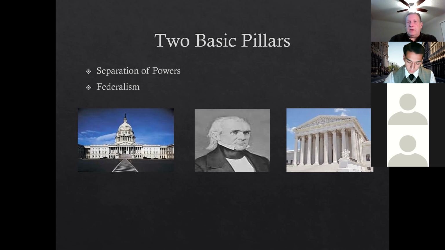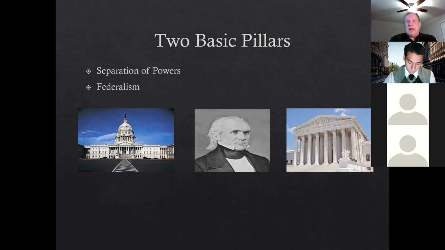Separation of powers is the horizontal limitation of power by dividing power up among, as we know, our three branches of government: legislative, executive, and judicial. So it's a horizontal separation of power. But we also have a vertical separation of power that comes to us through federalism. Federalism, as you know, is the separation of power between national and state governments.